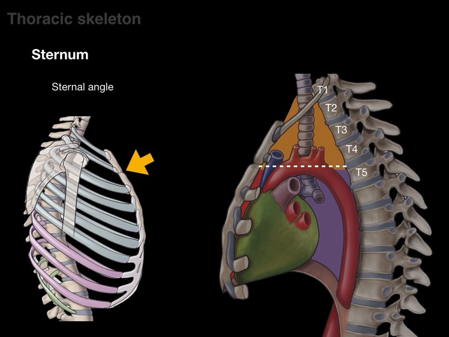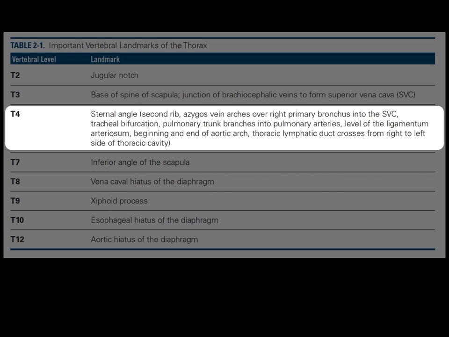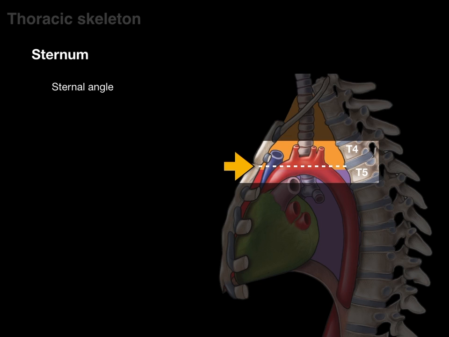And this is a very classic landmark called the transverse thoracic plane, where you see the following things. If we look at table 2.1, we'll see at the sternal angle: the second rib articulation, the azygos vein arching over the right primary bronchus and jumping into the SVC, the trachea bifurcates, the pulmonary trunk branches into the pulmonary arteries. You'll find the level of the ligamentum arteriosum, the beginning and ending of the aortic arch, and the thoracic lymphatic duct crosses from right to left in the thoracic cavity. A lot happens at that level of the sternal angle right there.